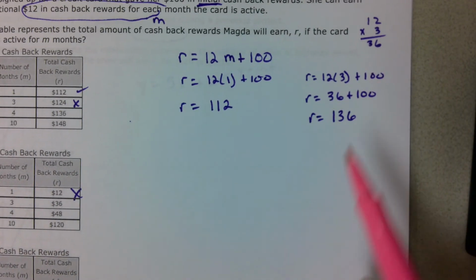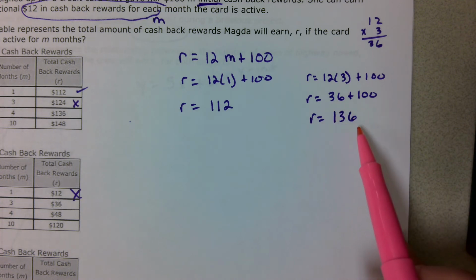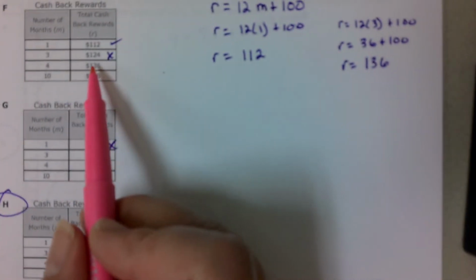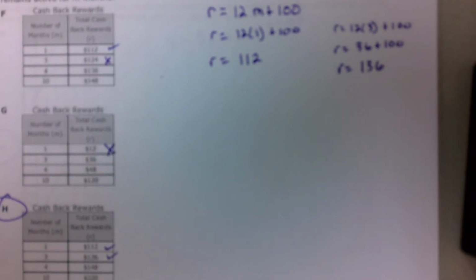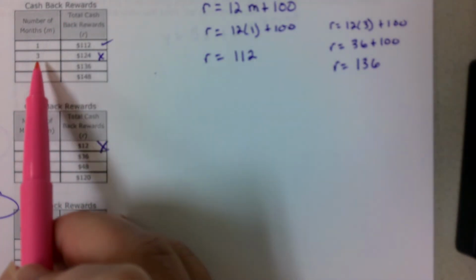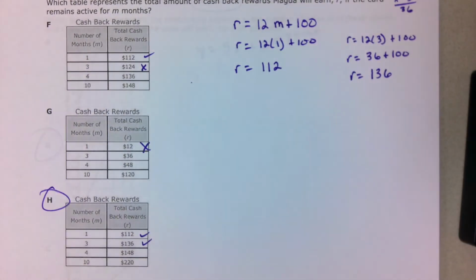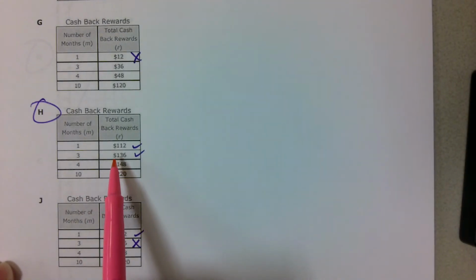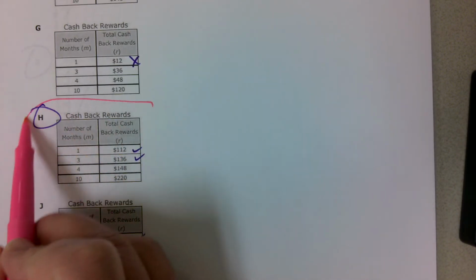So then I went to 3. And so I substituted 3 in. 12 times 3 is 36, plus 100 is 136. So now I'm looking for 3 and 136. All right, so this is 3 and 124. 3 and 124 doesn't work. 3 and 136 does work. And this is 3 and 336, which does not work. So H, our correct table, is right here.